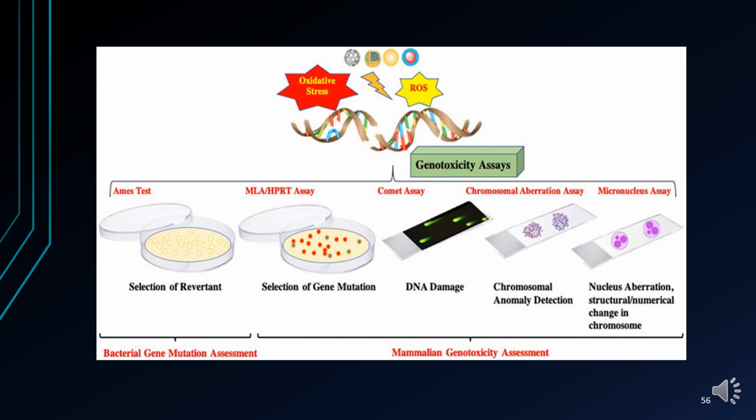This is the pictorial presentation of the overall in vivo and in vitro genotoxicity testing: the Ames test, HPRT assay, then comet assay, chromosomal aberration assay, micronucleus assay. So these are the pictures of the results that can be obtained at the end of the test.